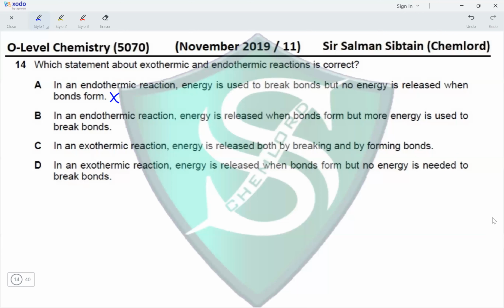Next, in an endothermic reaction, energy is released when bonds form, but more energy is needed to break bonds. Yes, this is correct. Next, in an exothermic reaction, energy is released both by breaking and forming bonds. No, the difference in energy is the energy released. And next, in an exothermic reaction, energy is released when bonds form, but no energy is needed to break bonds. Of course, energy is needed to break bonds. Bonds cannot break without energy. This makes option B the correct option for this question.